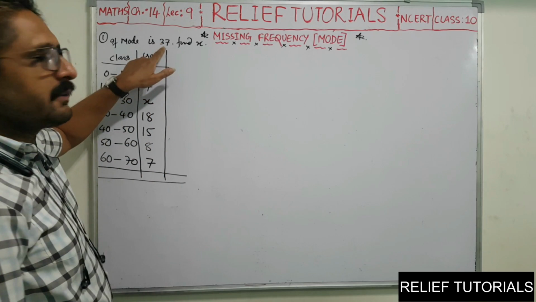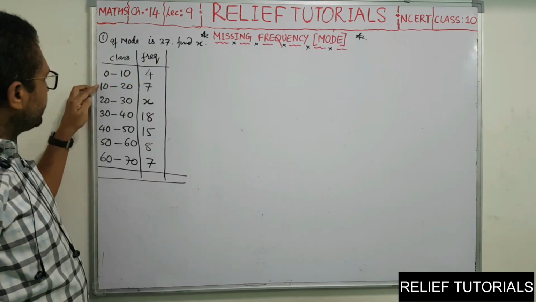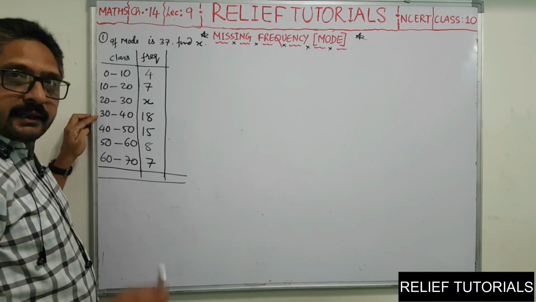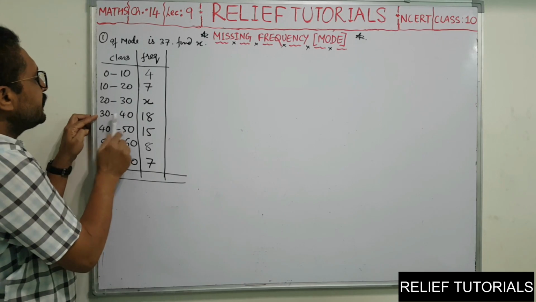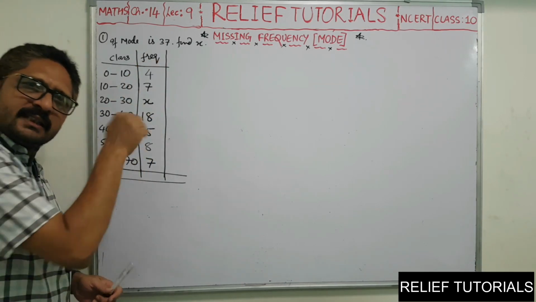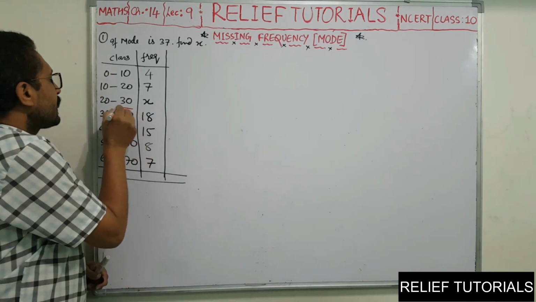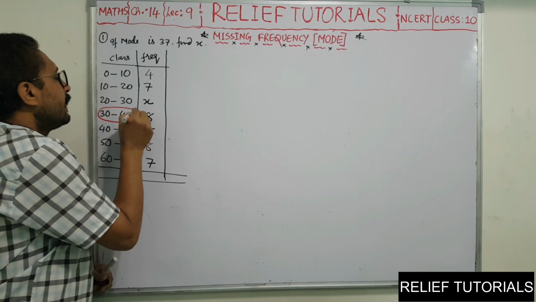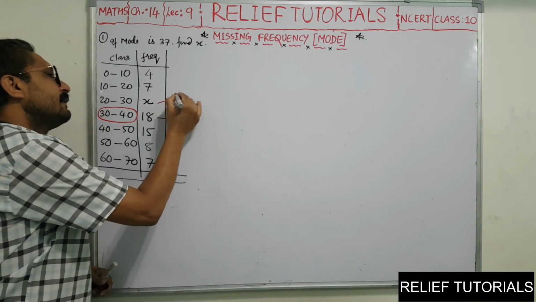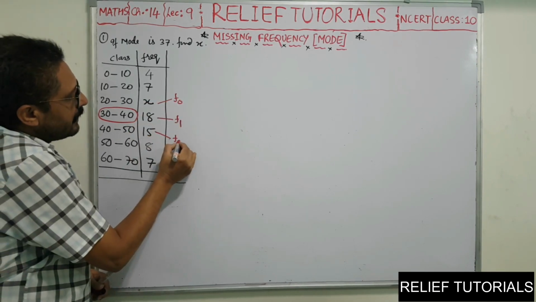How much? 37. So does this 37 lie in this class, 10 to 20? No. 20 to 30? No. 30 to 40? Yes. 37 lies in 30 to 40. So mode lies in the class 30 to 40, so this class is called the modal class. And the frequency of the modal class is called F1. This is called F0, and this is called F2.